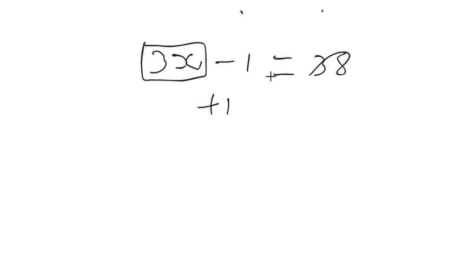If we add 1 to it, it's not going to be equal anymore to 38. We've got to add 1 to the other side. So we took 1 off it, we gave it 1 back, so now we're going to have 3x again.